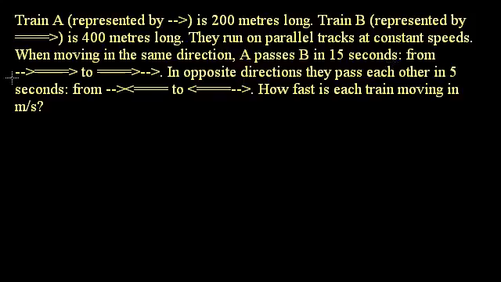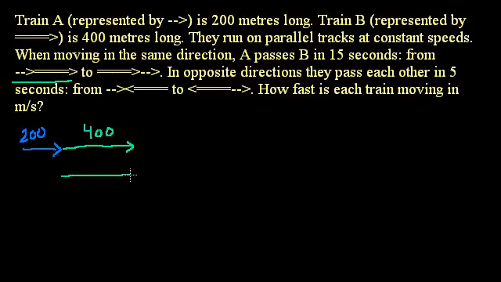So these are the configurations. From A is right behind B to A is right in front of B. So let me draw that. So train A, I'll do in this blue color. So train A is like that, and it's 200 meters long. And then train B, I'll do in this green color. Train B is double the length, so it's 400 meters. And so this is the starting configuration that they outlined right here. And it says it takes 15 seconds to pass it to go to this configuration.